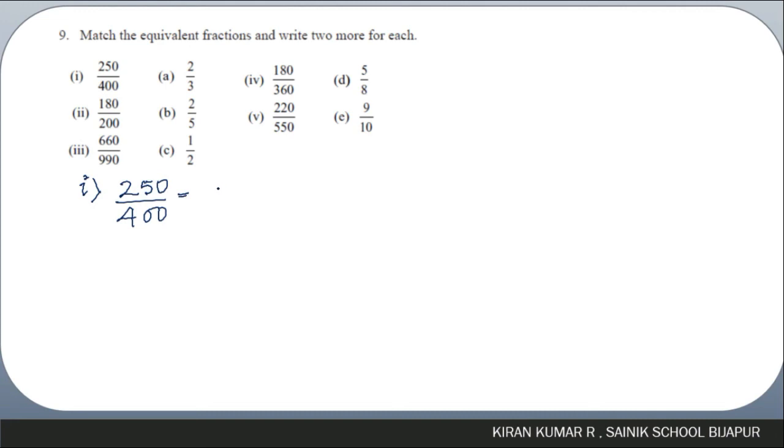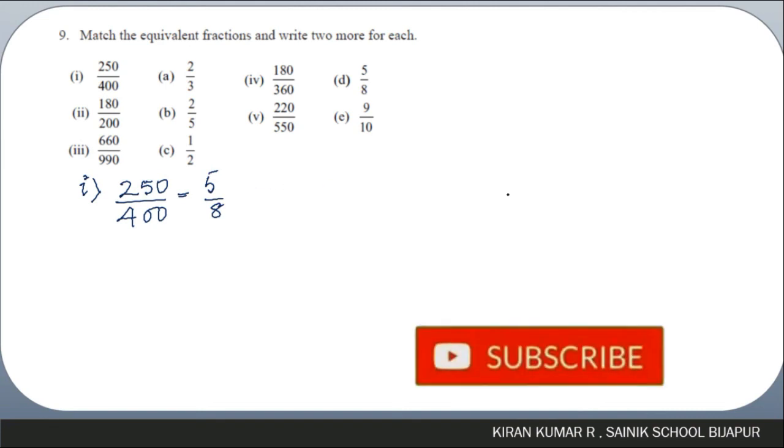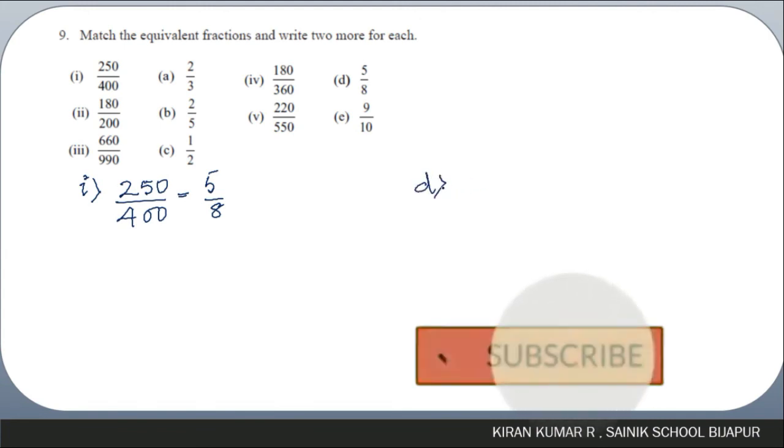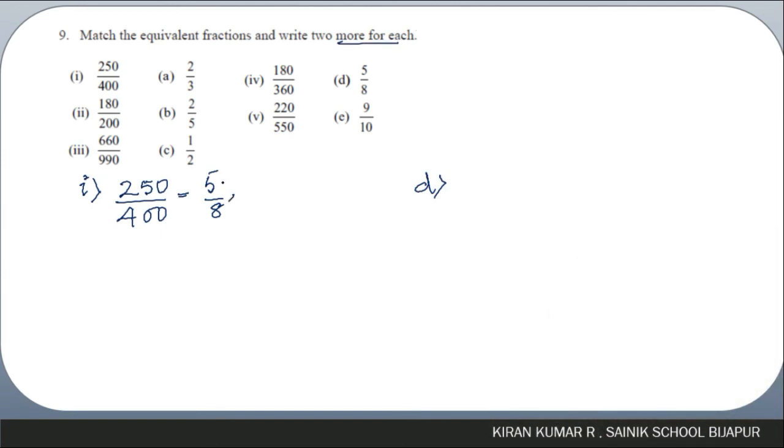250 upon 400, when I divide by 50: 5 times is 250, 8 times is 400. So 5 by 8 is the equivalent fraction, and this option is there in D. They have asked us to write 2 more of each. So if I multiply 2 to both numerator and denominator, I'll get 10 by 16. If I multiply by 3, I'll get 15 by 24. So in option D, we had 5 by 8. So the first one matches with D.